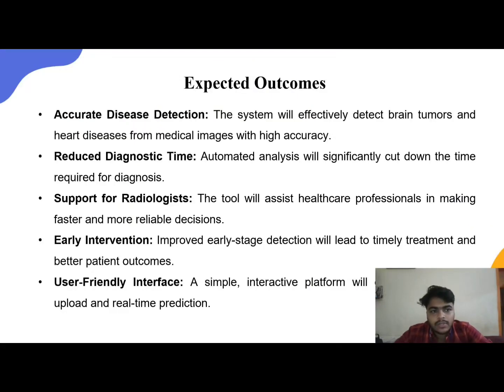And the expected outcomes: first is accurate disease detection. The system will effectively detect brain tumors and heart disease from medical images with high accuracy in the data set that we have trained. Not if we take any other new data, the AI model cannot work as it is. It works on the test or trained data.